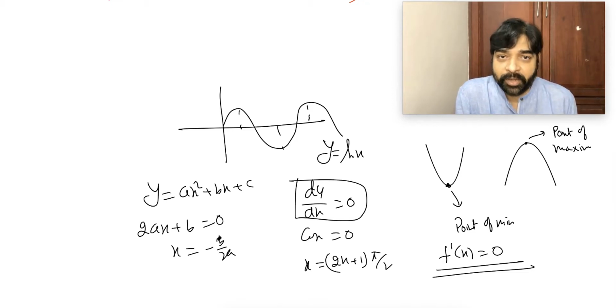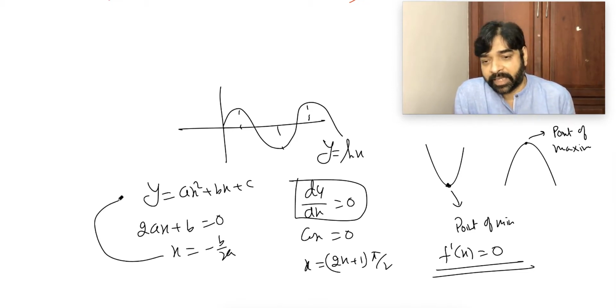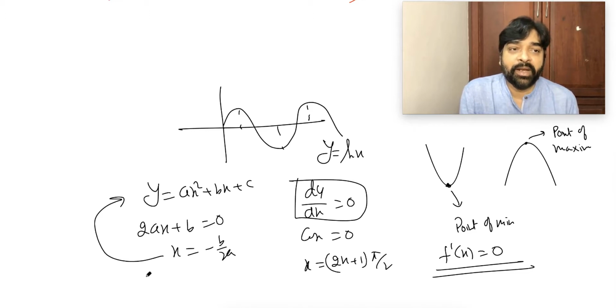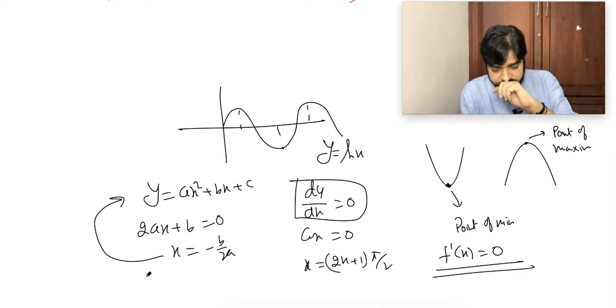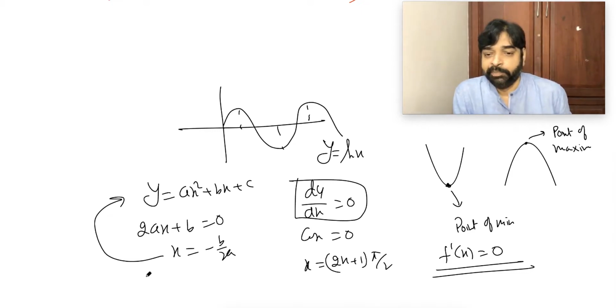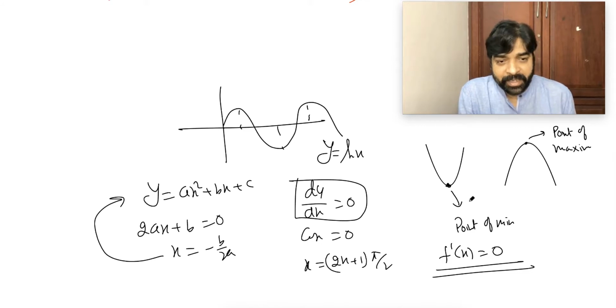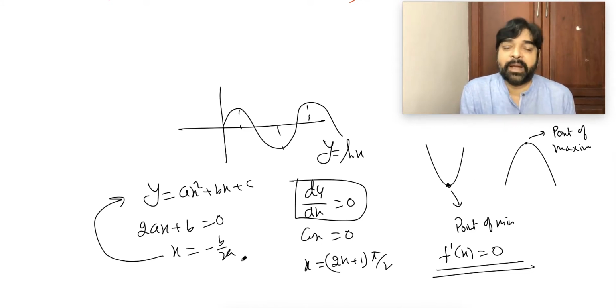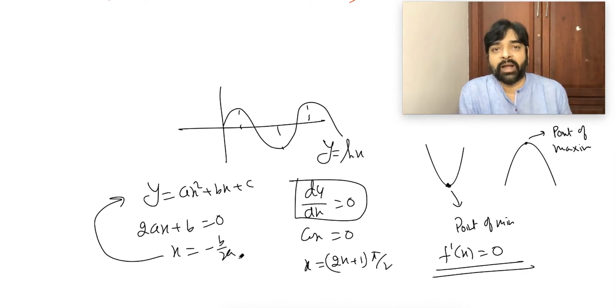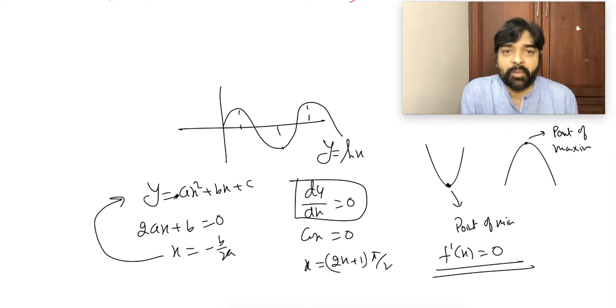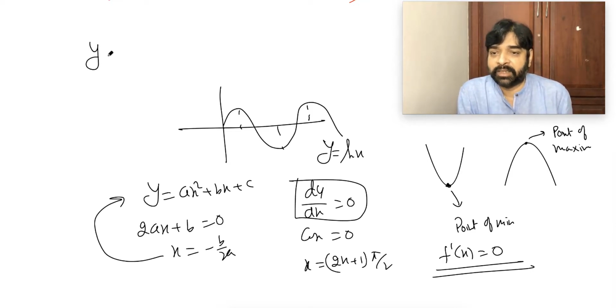I want to get the y coordinate. This x value I will put here to get the y value. All of you understand? But this is only the x coordinate. Somebody says, okay, the x coordinate is minus b by 2a. What is the y coordinate? How to get the y coordinate? I will put this x coordinate in the y function. Let's put it and see what happens.